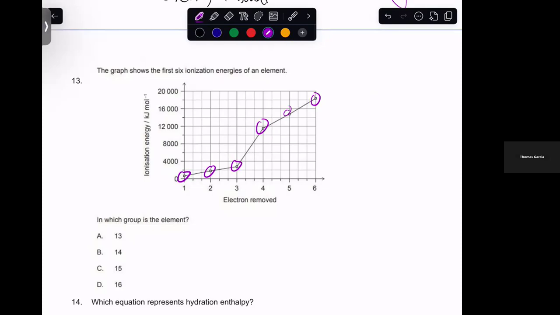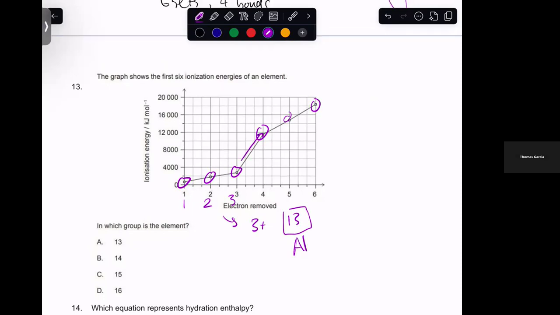So what we're looking at is an element that's okay to lose 1, it's okay to lose 2, it's okay to lose 3. So probably something that forms a 3 plus charge. So generally something in group 13, like maybe aluminum even might be a very possible version of this element. Losing those extra ones takes such a large increase in energy, it's unfathomable.